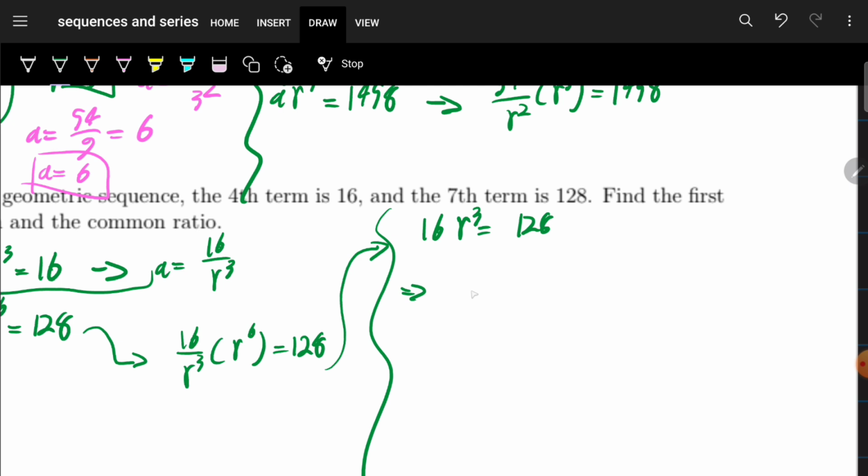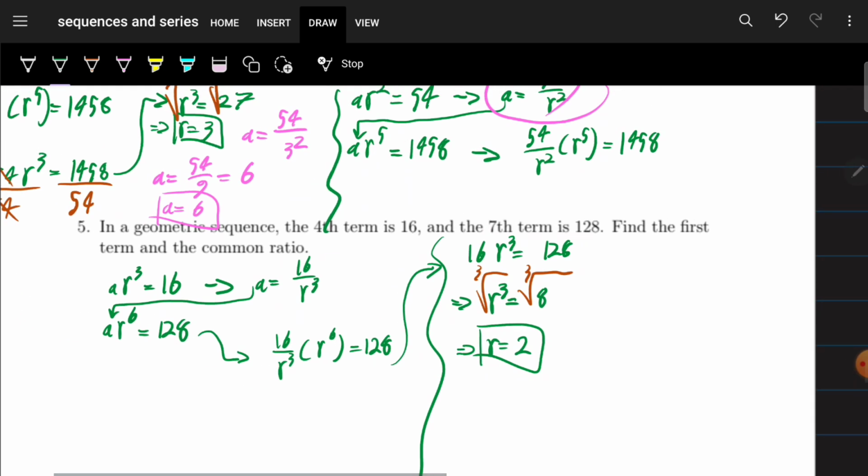Divide both sides by 16. So let's see, what is 128 divided by 16? That's going to be 8, and then we're going to have to cube root both sides to get that r is equal to 2. Okay, so we have that r is equal to 2 here.